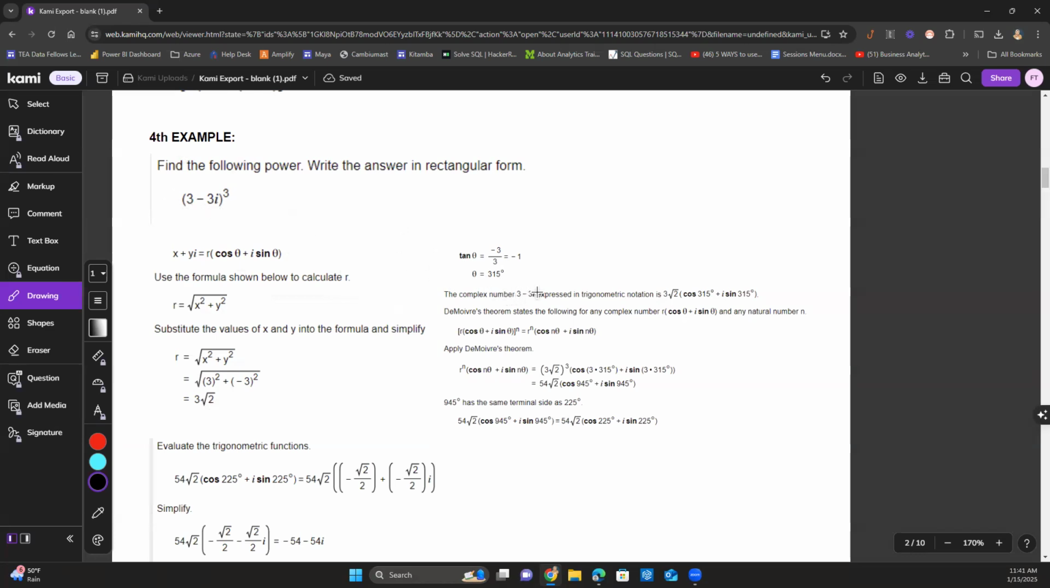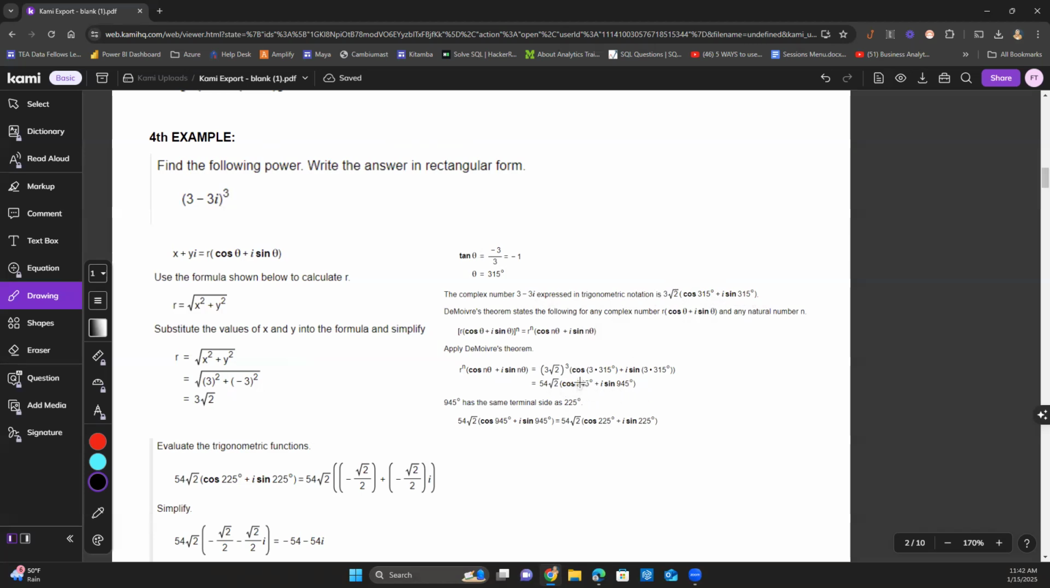First, 3 minus 3i will be expressed as 3 radical 2 times cosine of 315 degrees plus i sine 315 degrees in this line. Now we're raising it to a third power. So this 3 root 2 will be raised to the third power, and then the angle will be multiplied by 3. So this is what we're going to get when we raise this complex number to the third power by applying De Moivre's theorem.